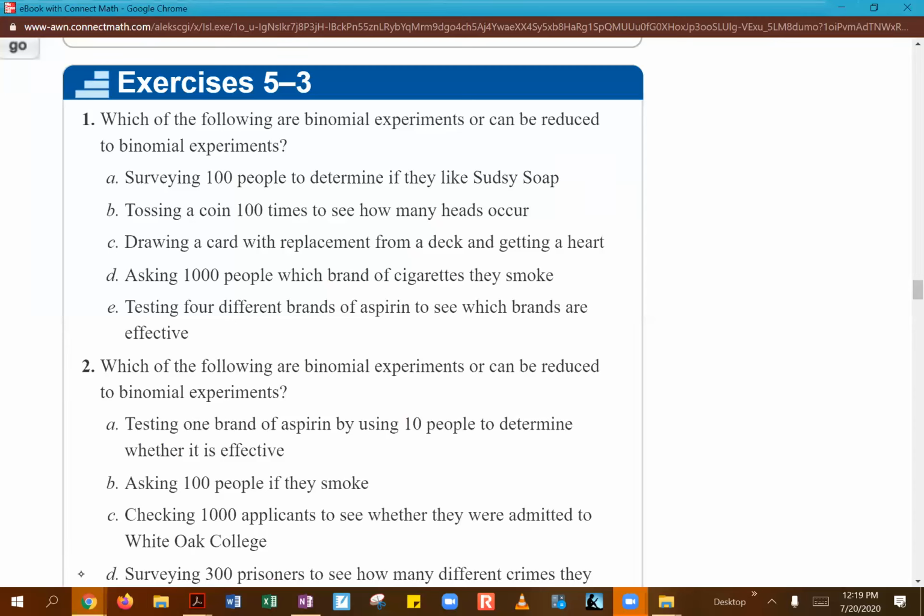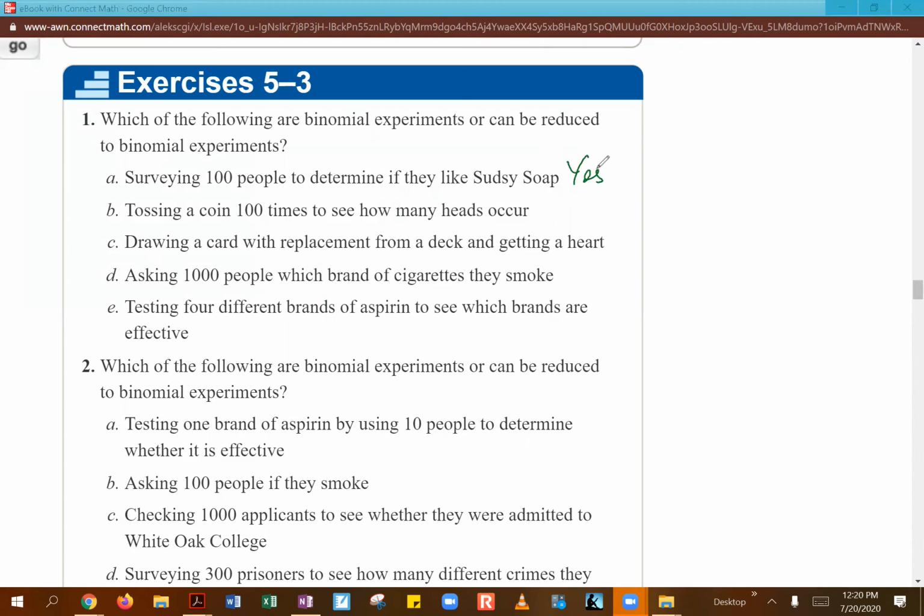So you can break this down into 2 outcomes, right? Whether they like sudsy soap or they don't like sudsy soap. And then, hopefully if you are selecting these people at random, one person's answer should not affect the other person's answer. And so your events should be independent and your probability of success should remain the same. So yeah, very good. We can say yes. We can reduce this down to a binomial experiment. Next, tossing a coin 100 times to see how many heads occur.